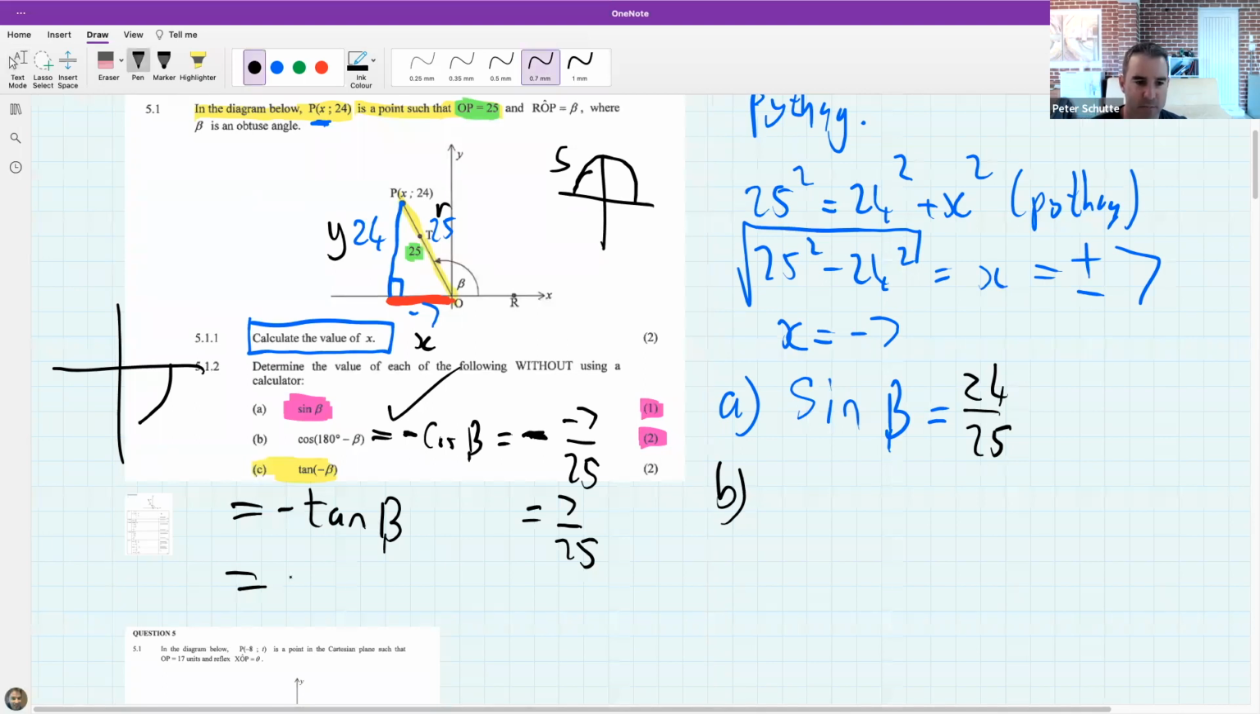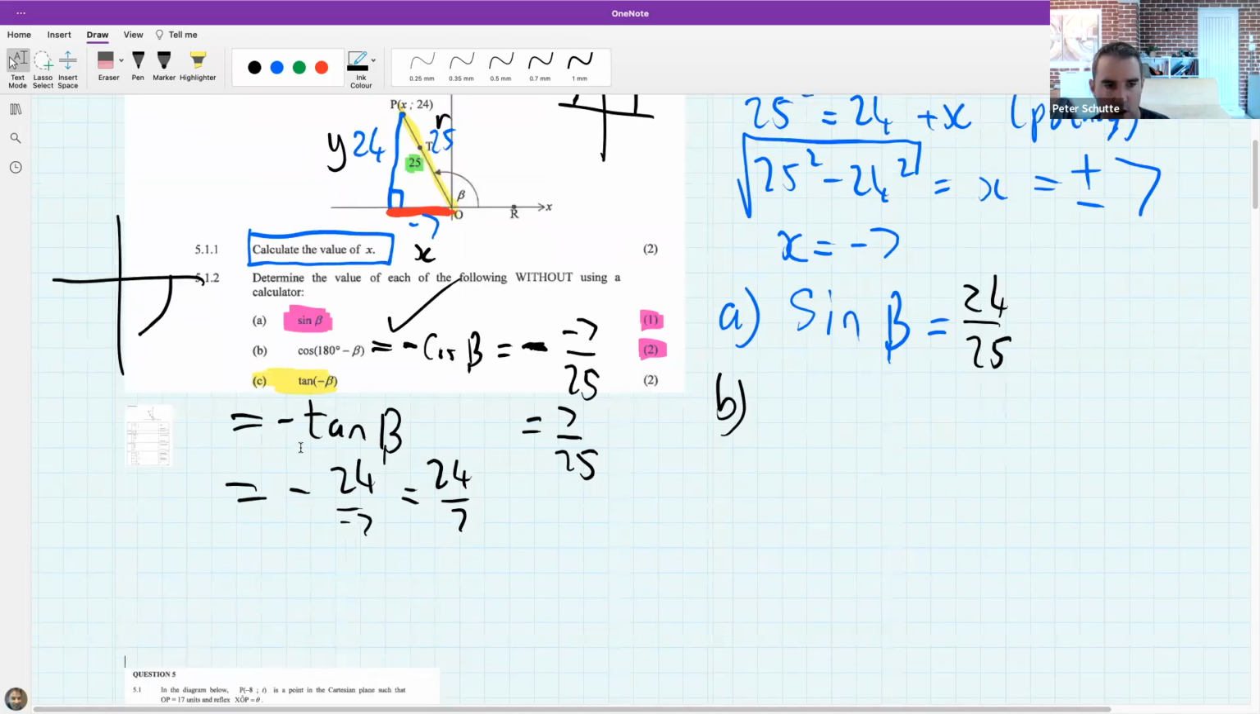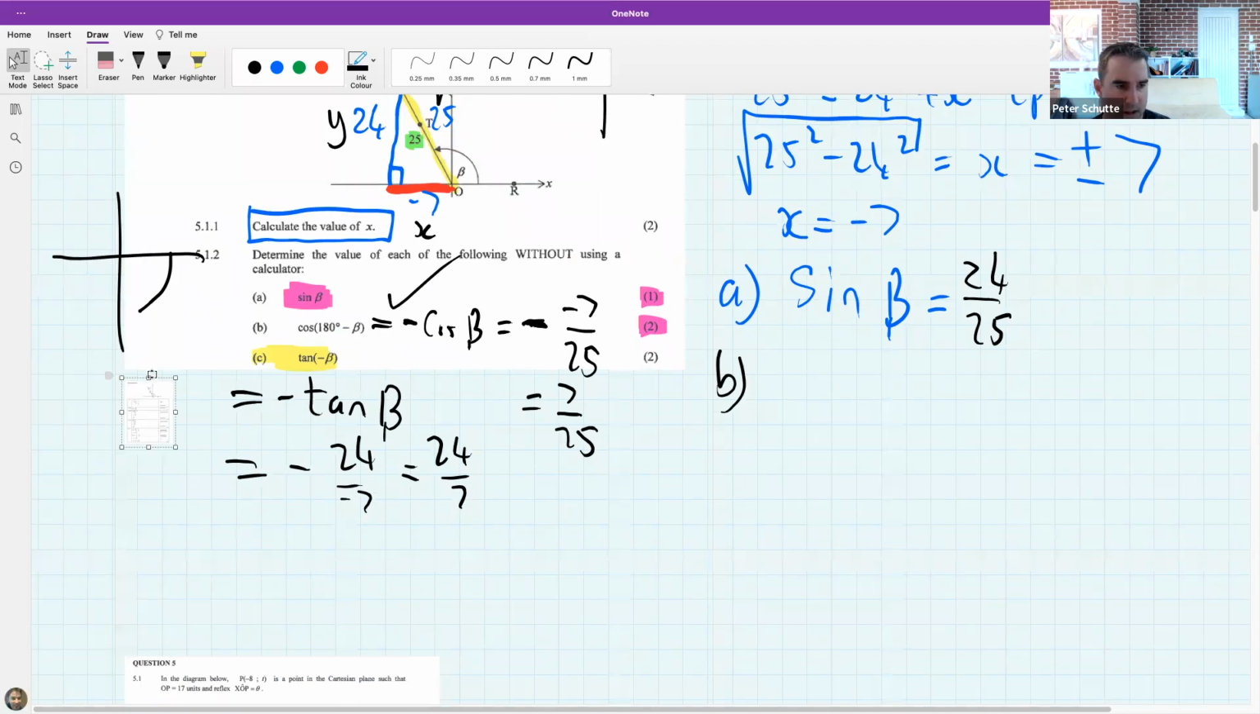And then the tan of beta, that's just going to be opposite over adjacent, or y over x. So 24 over minus 7, and then that's going to end up being 24 over 7. And that is the answer. Are there any questions or comments about that?